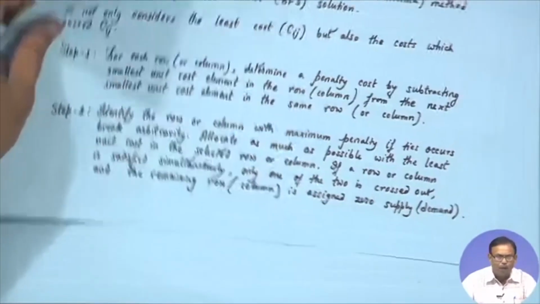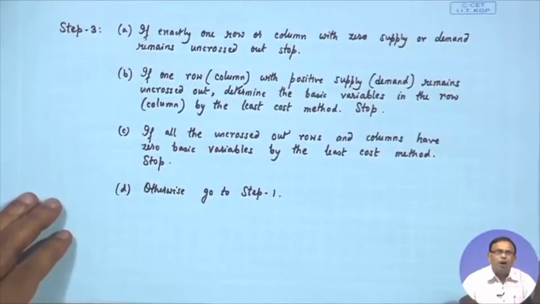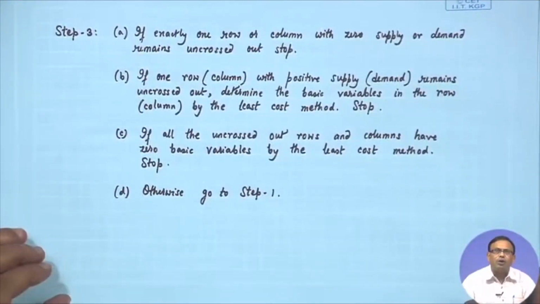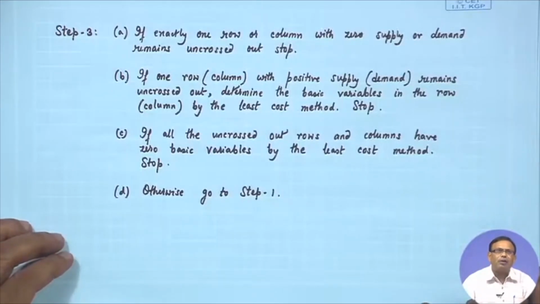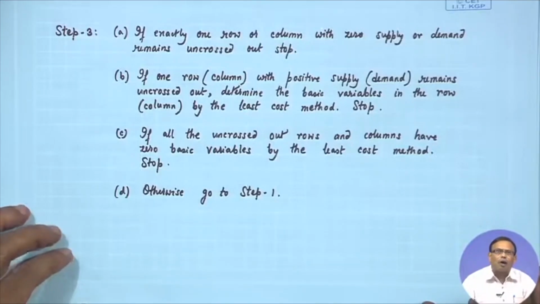In the next step, if exactly one row or column with 0 supply or demand remains uncrossed out, then stop. If one row or column with positive supply or demand remains uncrossed out, determine the basic variables in the row or column by the least cost method and then stop. If all the uncrossed rows or columns have 0 basic variables by the least cost method, then also stop. Otherwise, you go to step one.